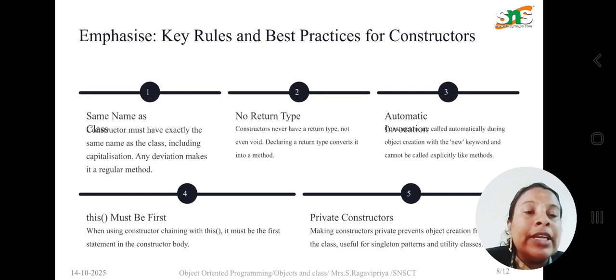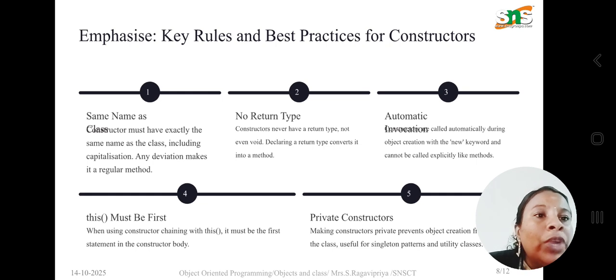No return type. So a constructor never has a return type. In all Java methods we will have some kind of return type, but not even a void type for a constructor. So declaring a return type converts it into a method. Automatic invocation. So a constructor is called automatically during object creation with the new keyword and cannot be called explicitly like methods.